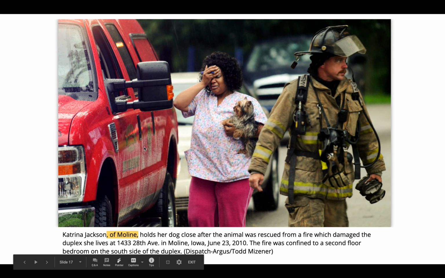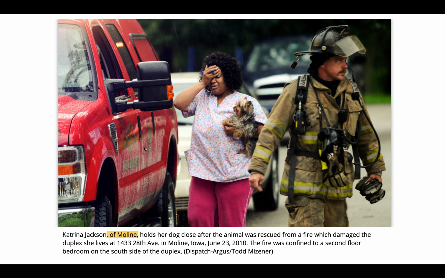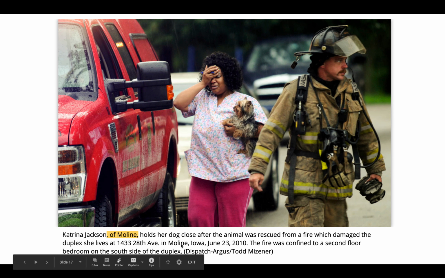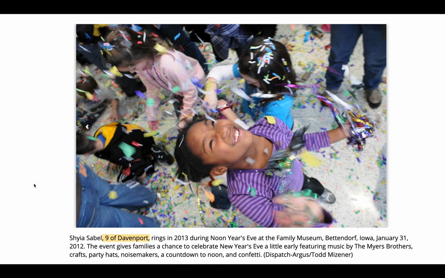So Katrina Jackson of Moline holds her dog close after animal ... Notice the photo was taken in Moline. But that's okay, right? Because you need to characterize where this person's from. So here's the name of the person, comma, of Moline, comma. So look at the grammar there. That's a good way to do it.